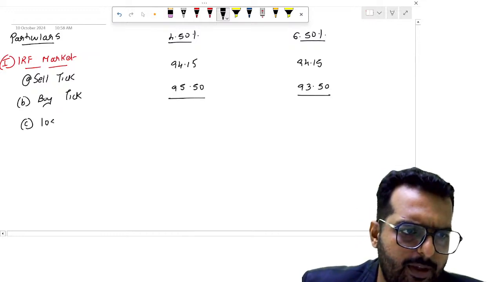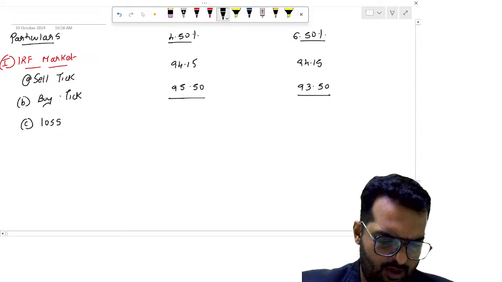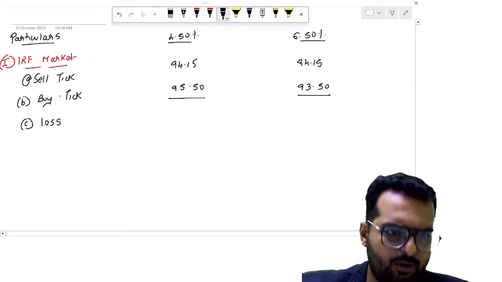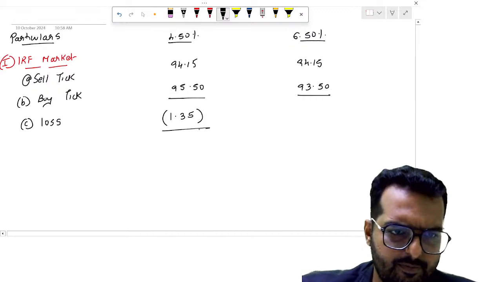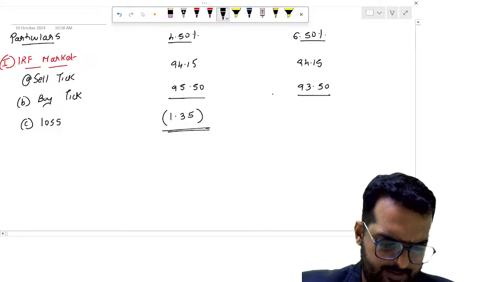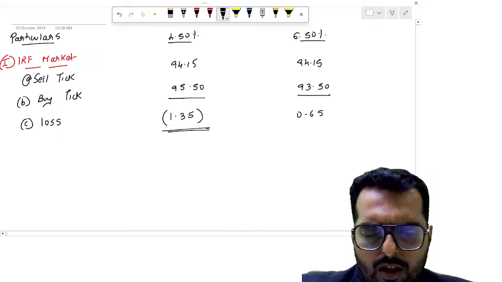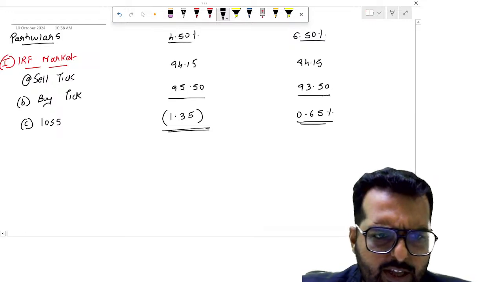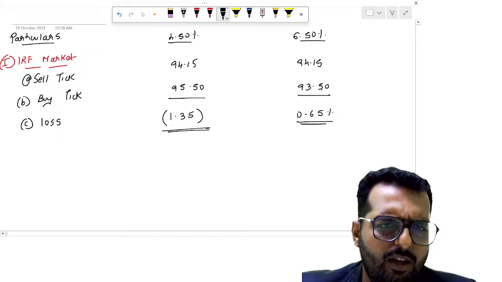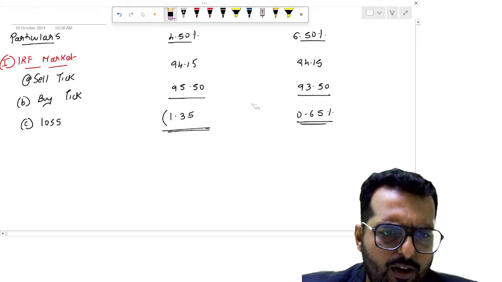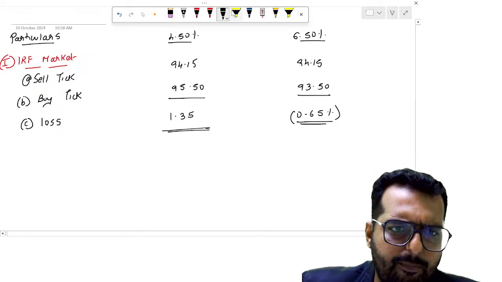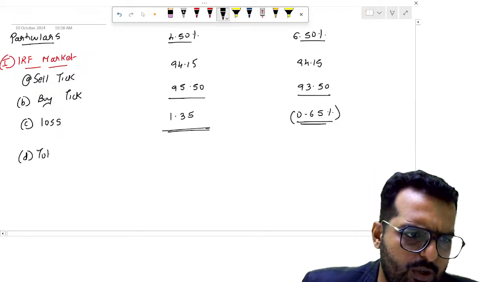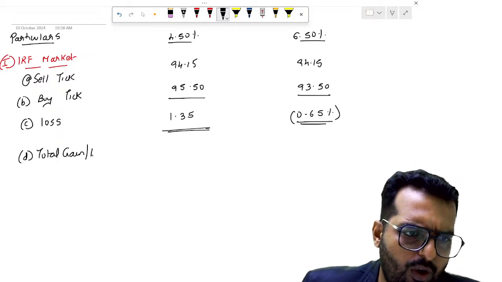Based on this you will make a gain or a loss. So let us see what is the gain or loss that you make over here. Do you make a loss of 1.35? Correct? And here I think you are going to make a gain of 0.65, correct? As I told you earlier, loss will be in plus and the gain will be put in the minus part. So from this, can I find out what will be the total gain or loss?